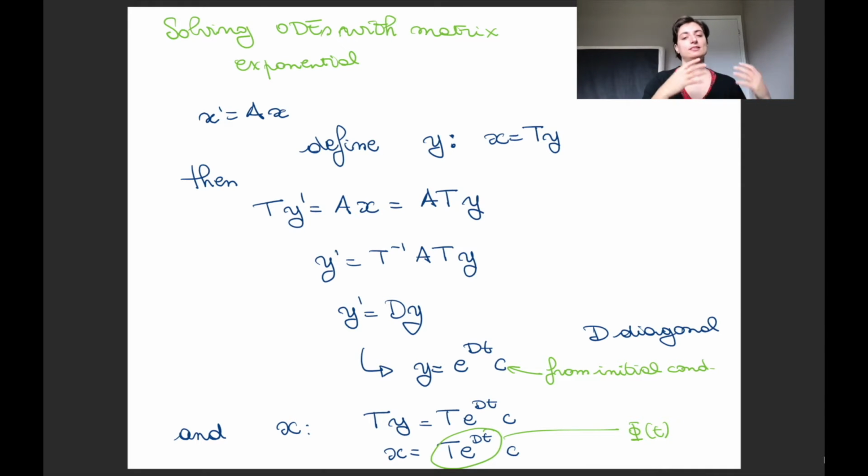So x, now that we have come back all the way, is equal to Ty, so is equal to T exponential of Dt times c. We have gone full circle. We have explained why matrix exponentials can be computed, and we have also seen how to compute them easily, because now we can write the matrix exponential in the form of a multiplication between a matrix T and the exponential of a diagonal matrix that is very easy to compute.